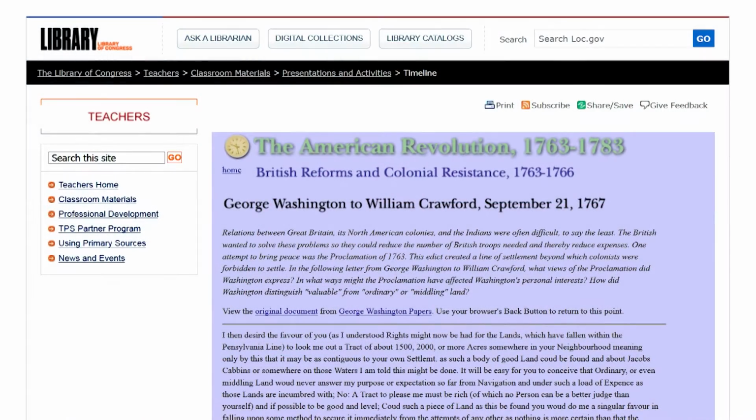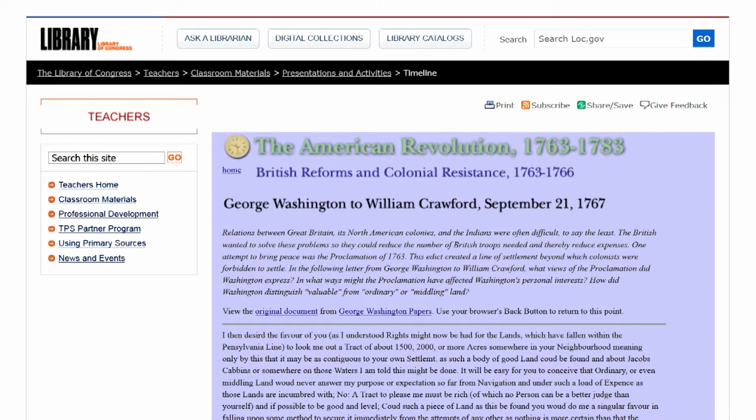And I'm going to show you. That letter is linked where it says original document. And here's the excerpt that was transcribed from that as part of this feature on the Library of Congress teachers page called American Memory Timeline. And so this timeline has different primary sources it pulls out for each era of American history.